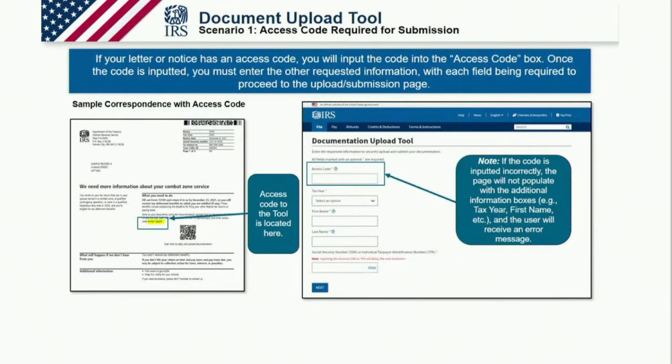If your notice or letter has an access code, you will input the code into the access code box. Once the code is inputted, enter the other requested information, with each field being required to proceed to the upload page.